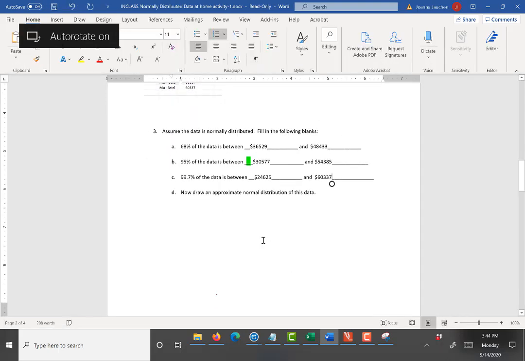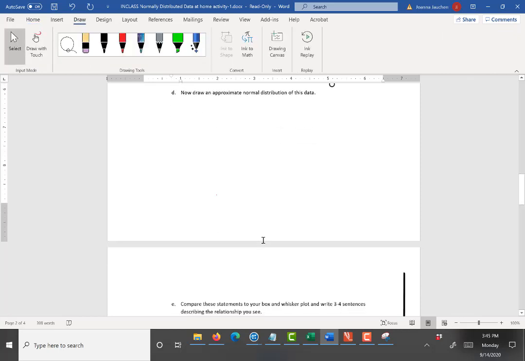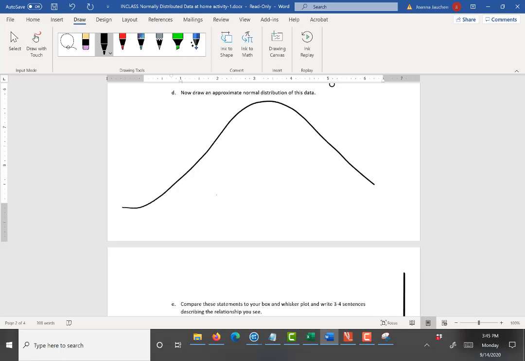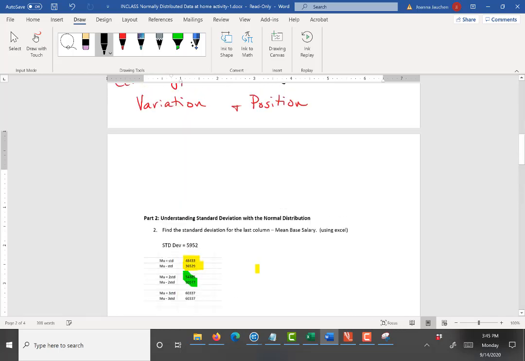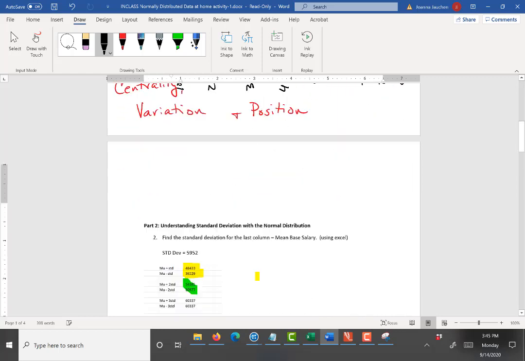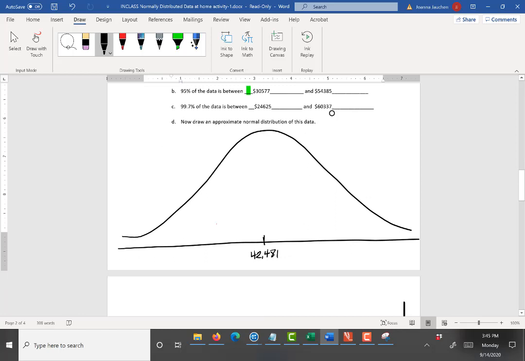Okay, so now I'll draw an approximate normal distribution of this data using this information, both from the 68, 95, 99 stuff, and also from the picture of the normal distribution that we just drew. So let me do that. I'm drawing the same thing, except I'm going to put real numbers in here. So the mean is, what is this? 42,481? Is that right? Wow, that's weird. Okay, 42,481. That's right here in the center.